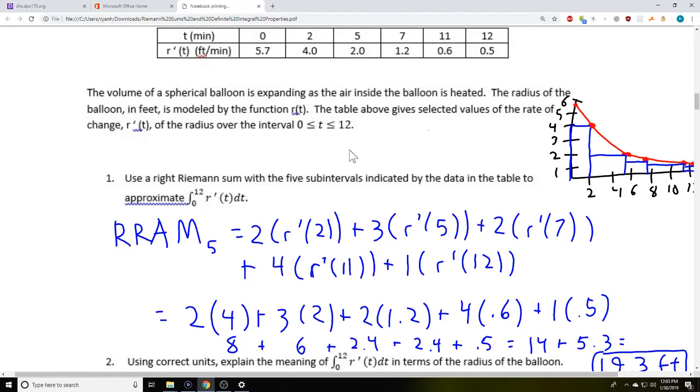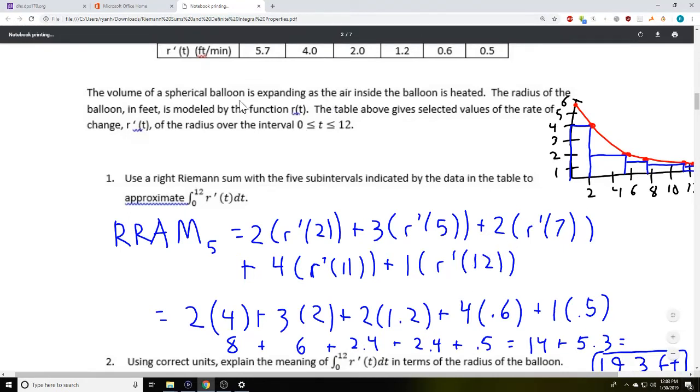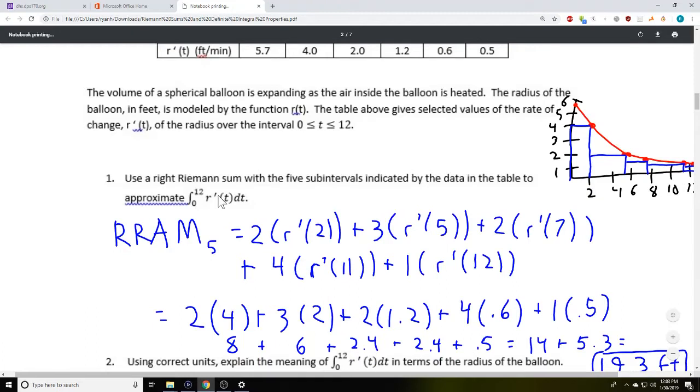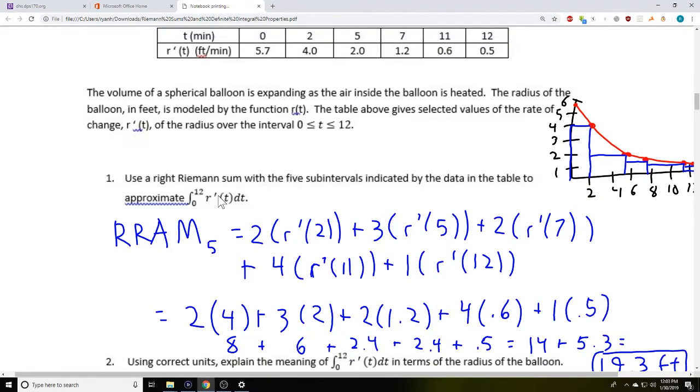Okay. And again, 5 different rectangles. And there's your sum. And once again, feet, because in each of these we multiply feet per minute by minutes. So the second part asks us to interpret this. I'm going to leave that kind of open for now, but you should be thinking about, since our units are feet, it should be something about the radius itself, right? It should be something about the length, and probably something about what the length does between 0 minutes and 12 minutes, right? Because we're going from 0 to 12.